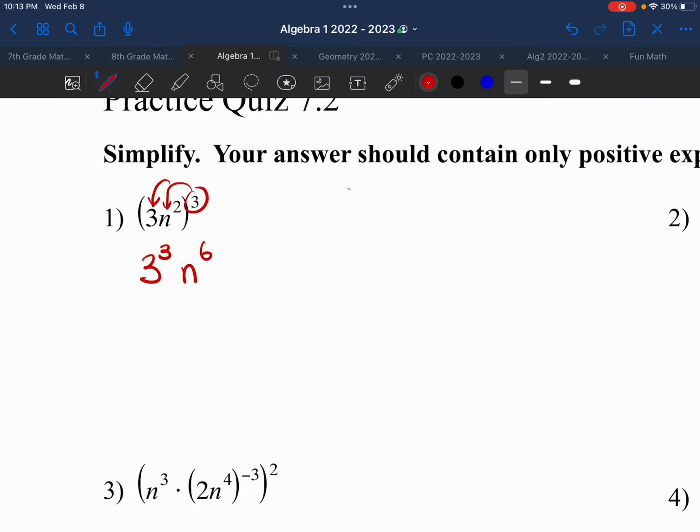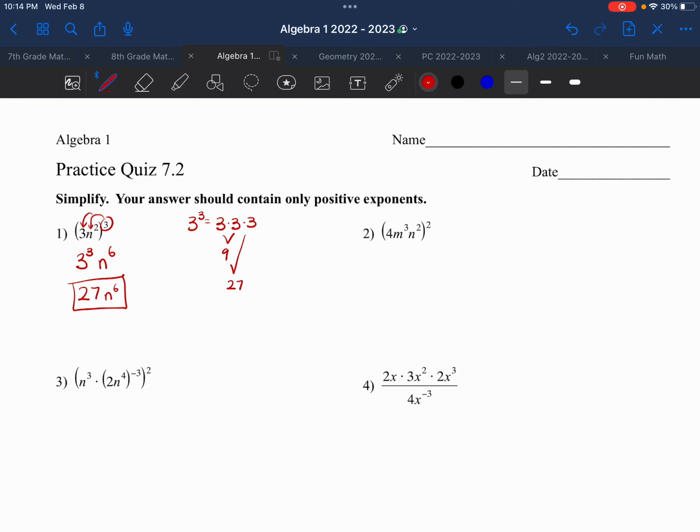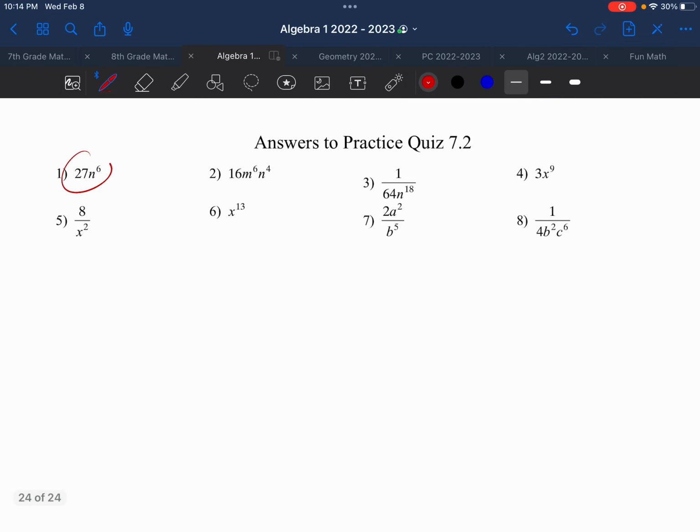If you have forgotten, 3 to the power of 3 is the same thing as 3 times 3 times 3. 3 times 3 is 9, and 9 times 3 is 27. So this is going to be 27n to the power of 6. Final answer, and box it. Let's check the work. 27n to the power of 6 for number 1.